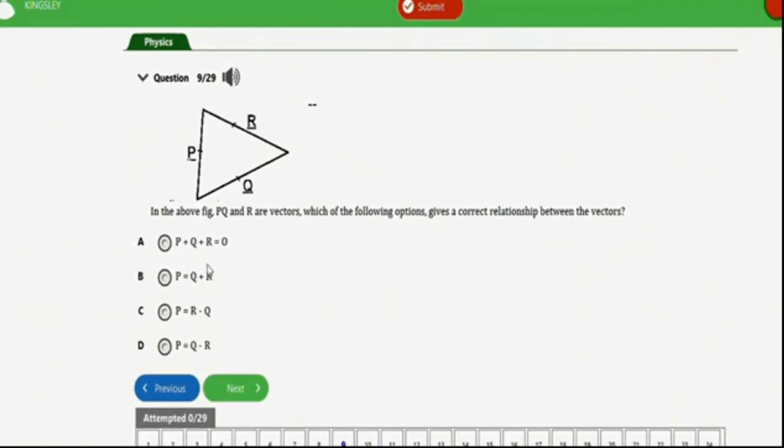So from the options we have here, the correct option will be option B, which is P equals Q plus R. Alright, so take note of this particular question. This is the right option. The next repeated question will be this question.